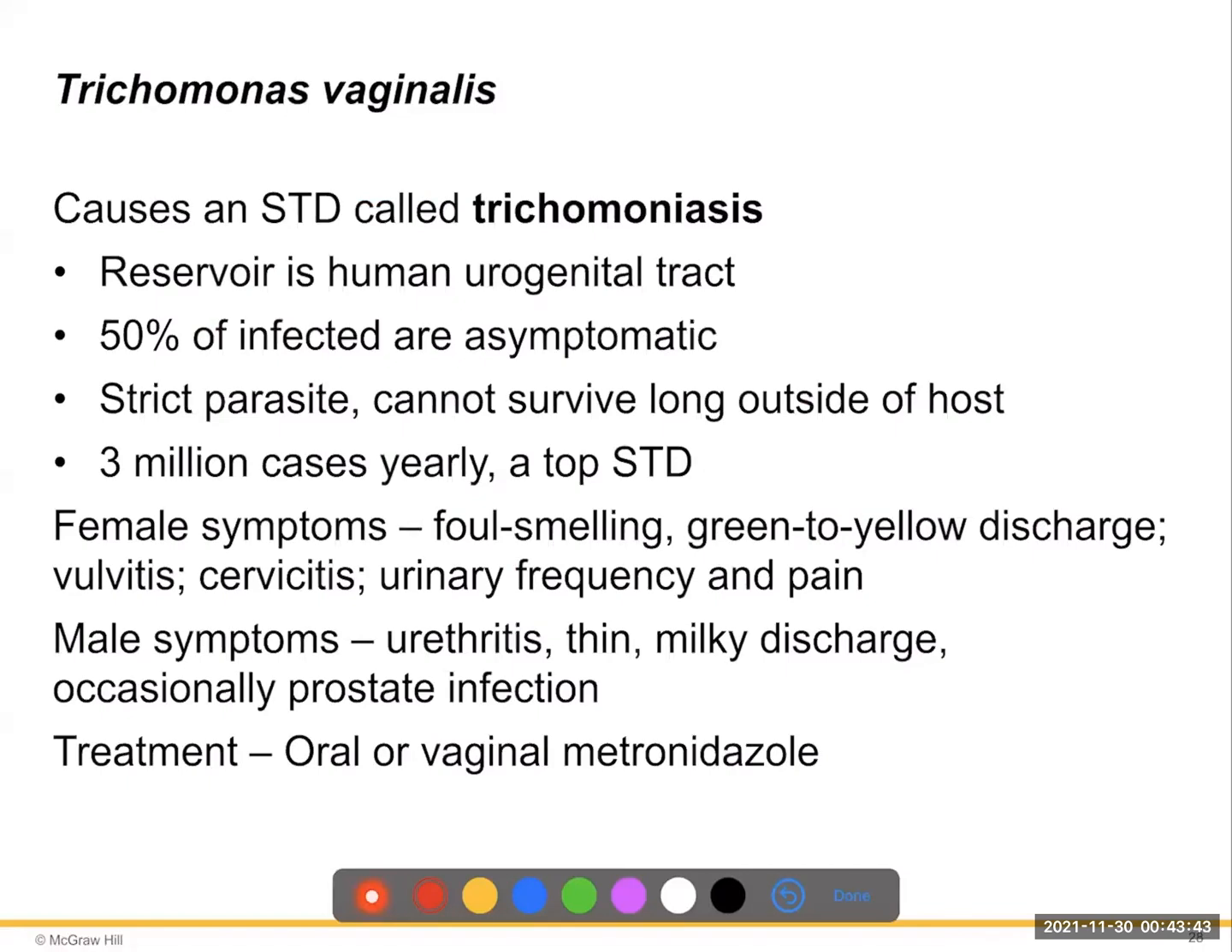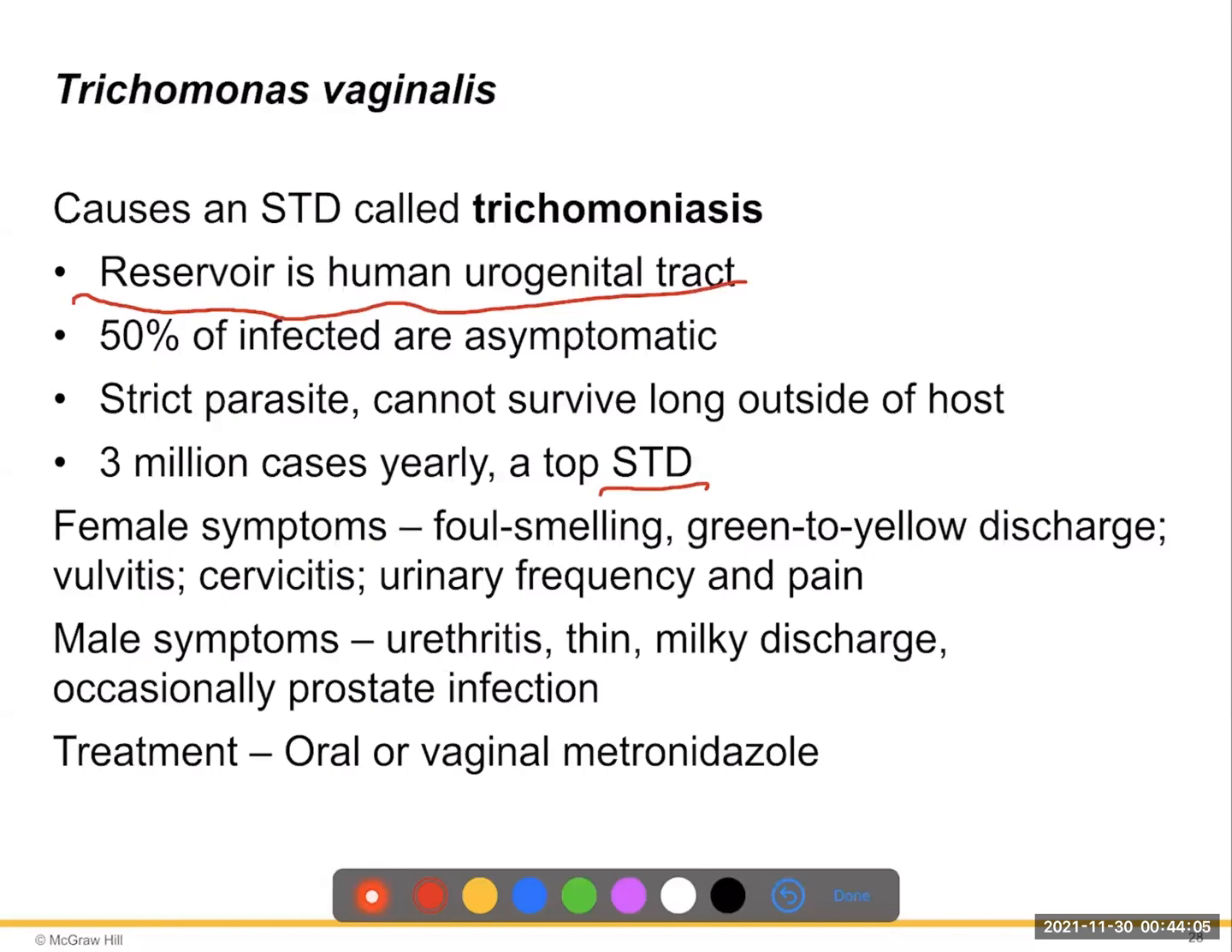Okay. The reservoir is the human urogenital tract. 50% of people infected are asymptomatic. They're a strict parasite. They cannot survive outside the host, but they don't have a cyst form. There are 3 million cases yearly, so it's one of the very top STDs.